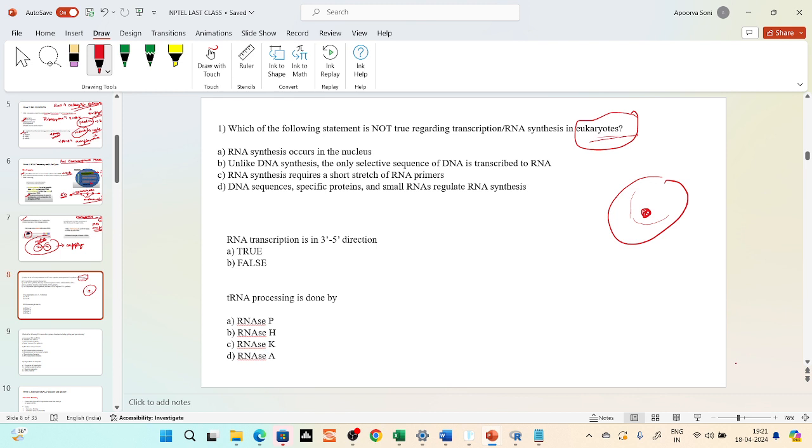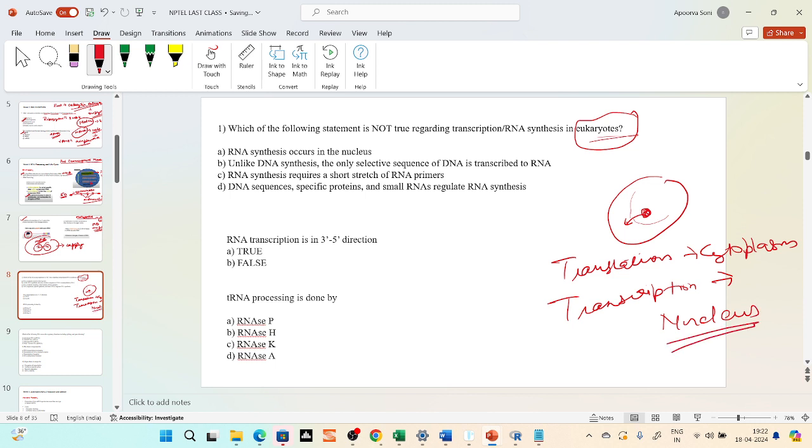defined nucleus. But in the case of eukaryotes, there is a well-defined nucleus, and RNA synthesis occurs in the nucleus. And when a primary transcript is completely matured, when RNA processing is completely done, then that RNA comes out of the nucleus into the cytoplasm and translation occurs here. So translation in eukaryotes occurs in the cytoplasm, whereas transcription in eukaryotes occurs in the nucleus. So the first statement is correct.